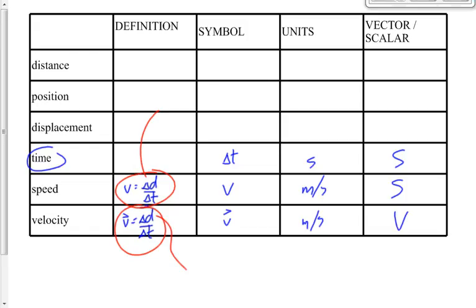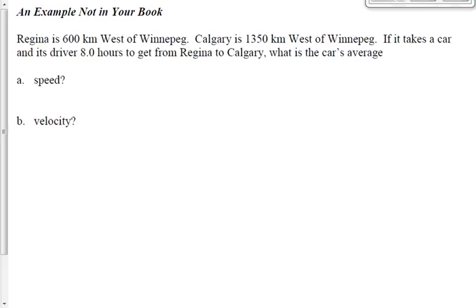All right. Yesterday we did a couple examples, and we won't go do those examples again, but I do want to draw your attention to a couple of things in those examples. First one says Regina is 600 kilometers west of Winnipeg, and Calgary is 1,350 kilometers west of Winnipeg. What are we given there? Are we given positions or are we given displacements? Those are positions. So if we're given positions, to find displacement, we're going to subtract those, right? df minus di. And then we're going to divide that by t.